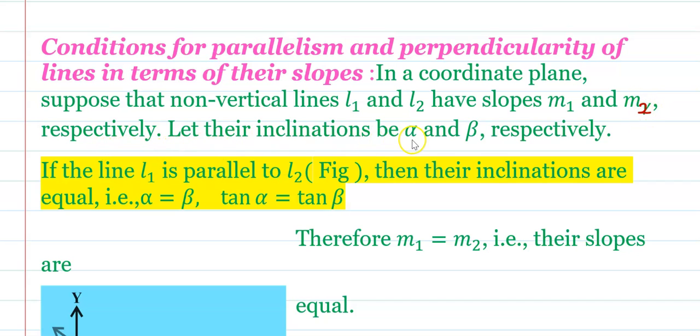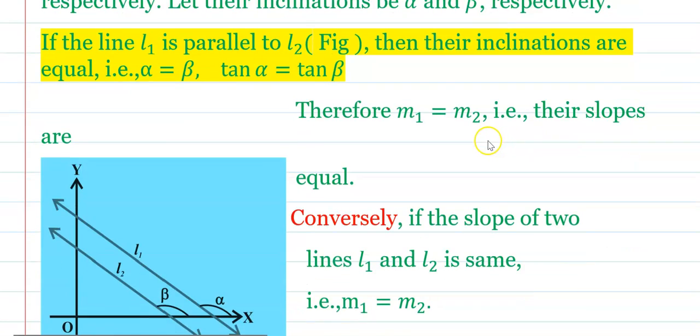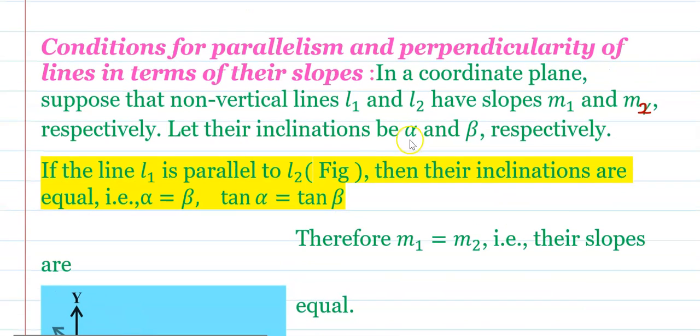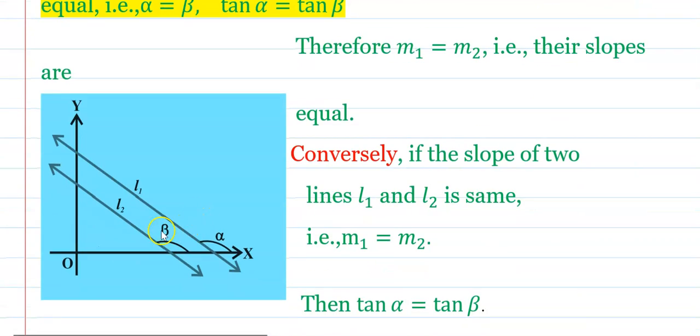Let their inclinations be alpha and beta respectively. The inclination of the line L1 is alpha, and the inclination of the line L2 is beta. If the line L1 is parallel to L2, then their inclinations are equal, alpha equals beta, when the lines are parallel.